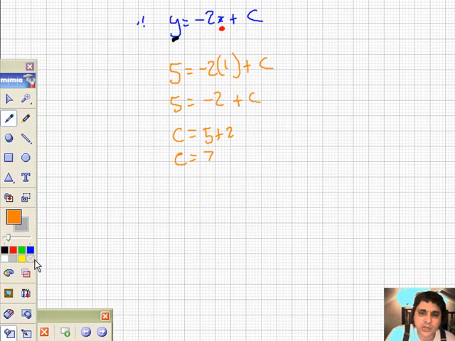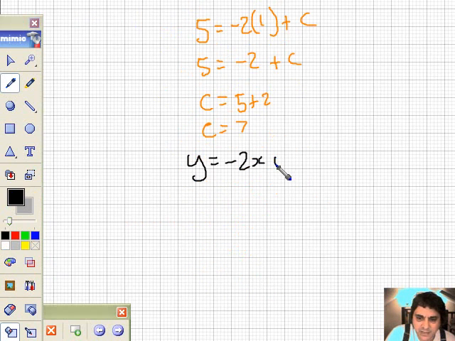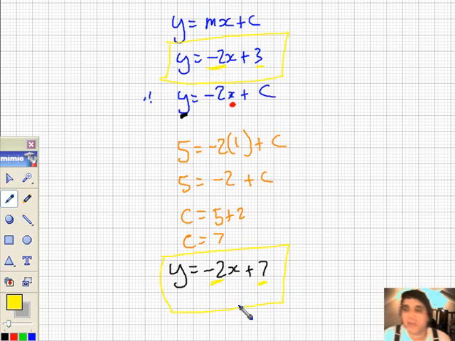So what is my equation? Final punchline: I've got y equals minus 2x plus 7. Let's just go around in yellow. That equation exactly fits that one that I rearranged. Look, the same gradients, minus 2 and minus 2. This one's got an intercept of 3, this one's got an intercept of 7, so I know they're parallel, but they pass through two different places on the y-axis.